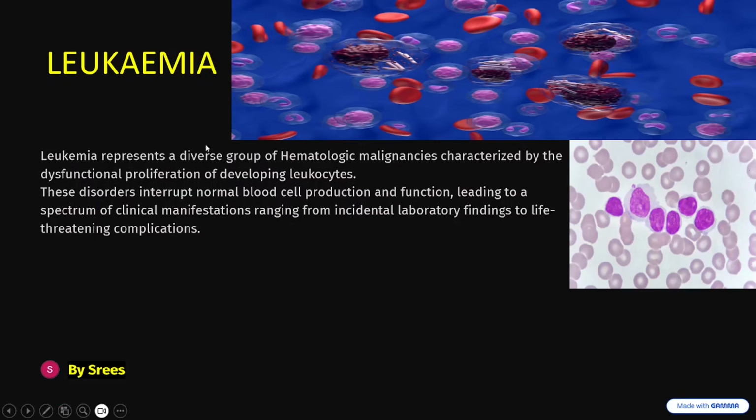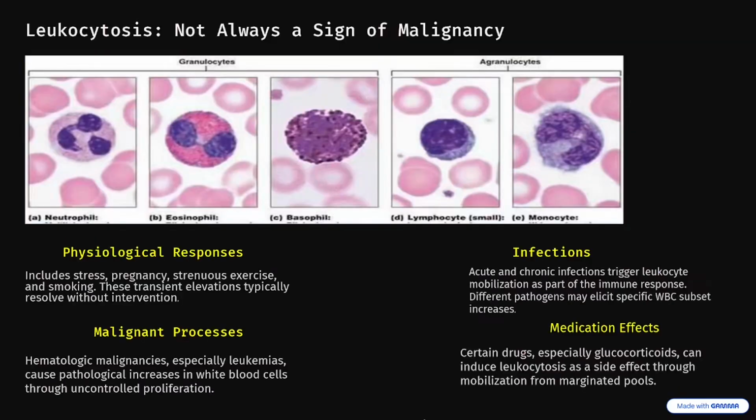What is leukemia? Leukemia represents a diverse group of hematologic malignancies characterized by the dysfunctional proliferation of developing leukocytes. These disorders interrupt normal blood cell production and function, leading to a spectrum of clinical manifestations ranging from incidental laboratory findings to life-threatening complications.